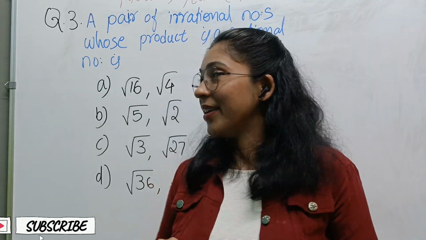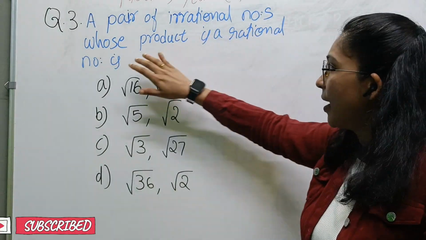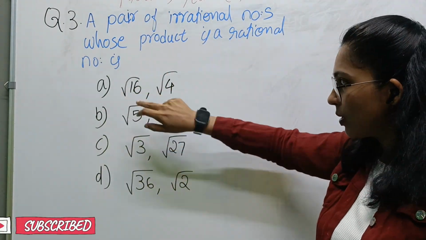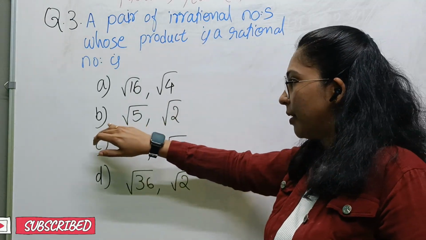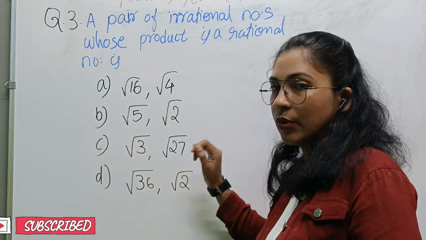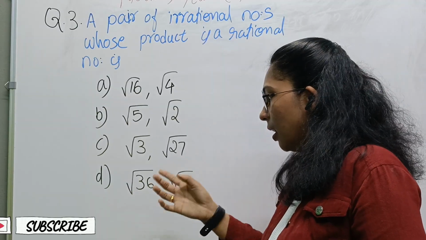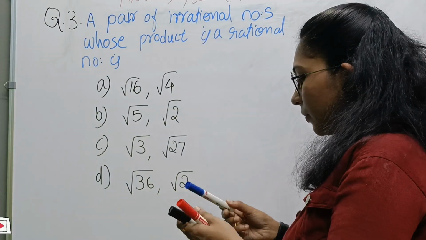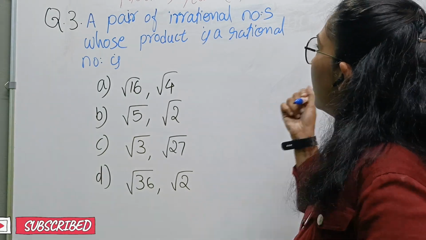Now, the third question is, a pair of irrational numbers whose product is a rational number is option A root 16, root 7, option B root 5, root 2, option C root 3, root 27, and option D root 36, root 2. Okay, so we have to check it out.